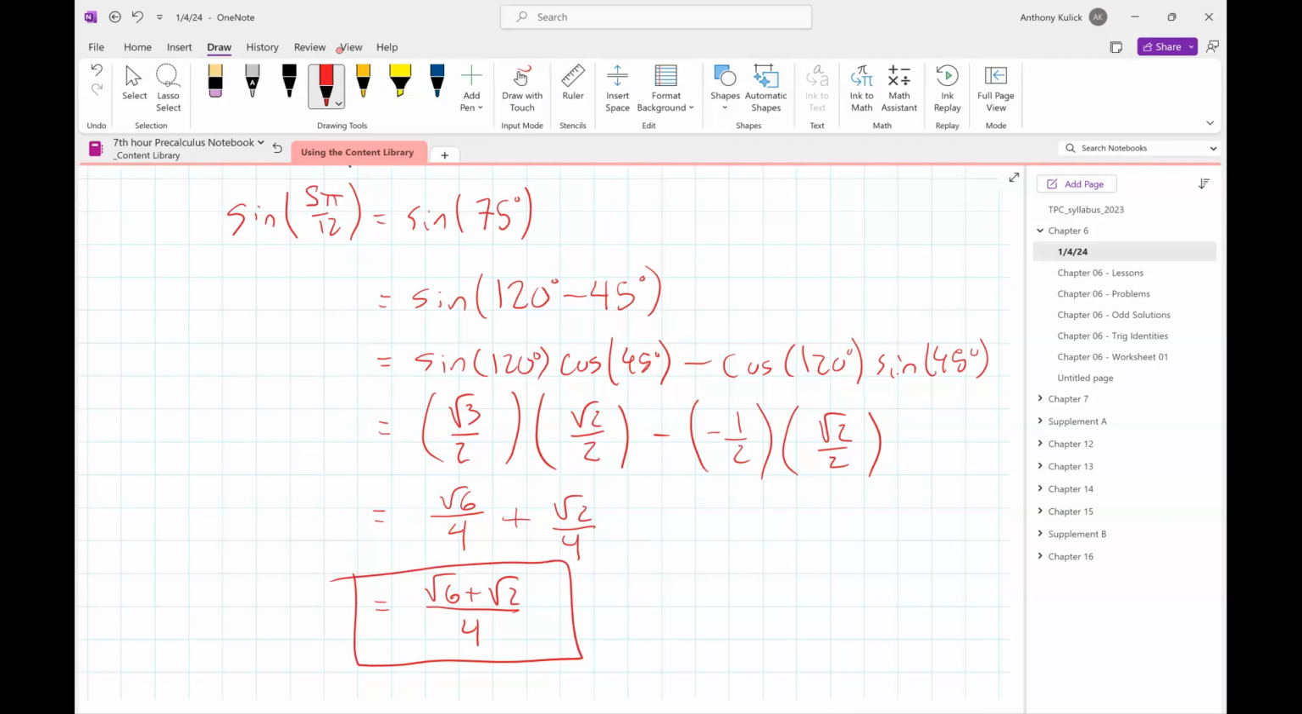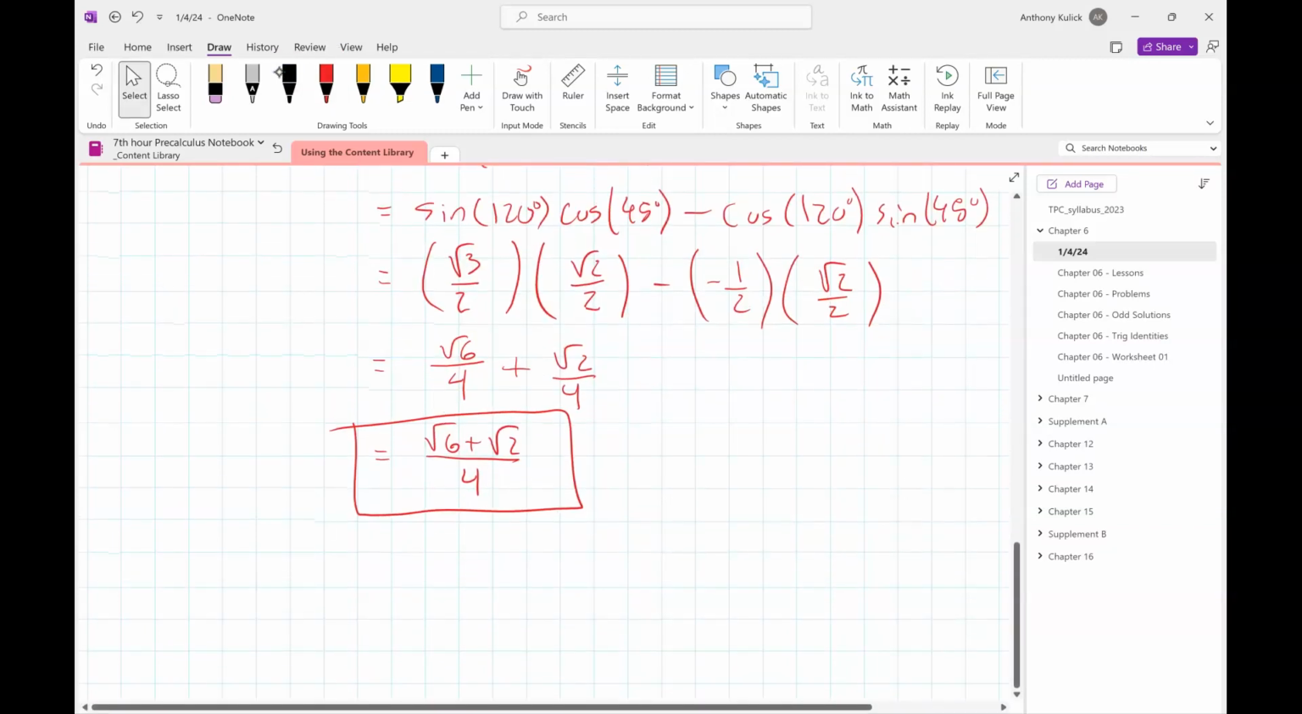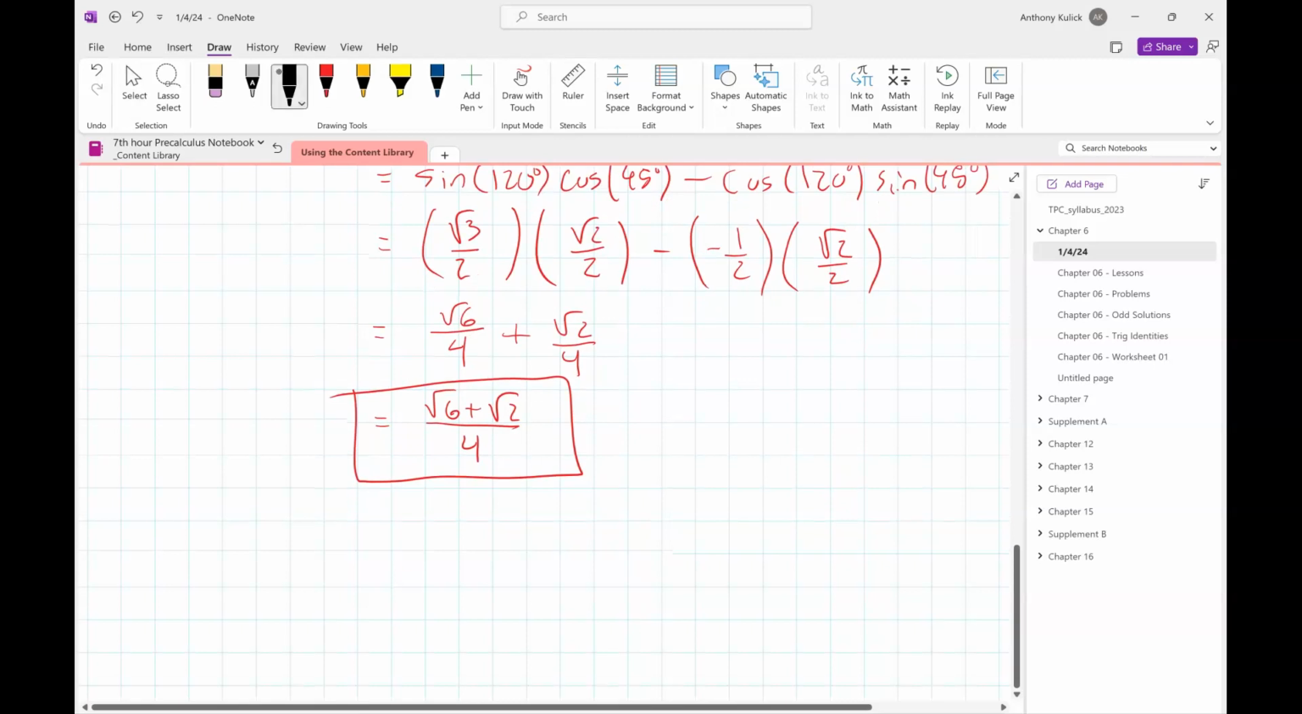And we're done. Whoa! How you guys feeling about this? It's not too bad, right? Pretty straightforward. We might ask you to go the opposite direction.